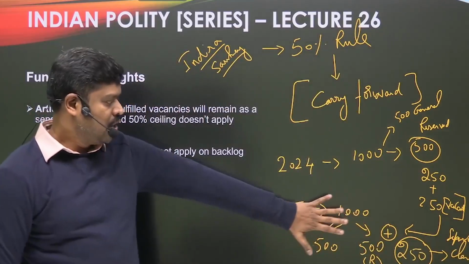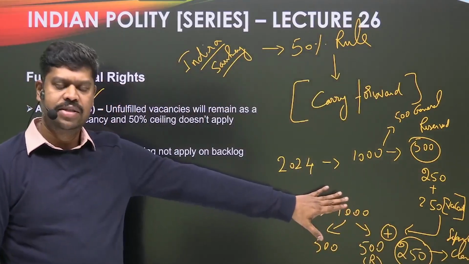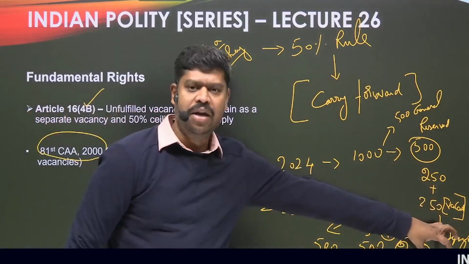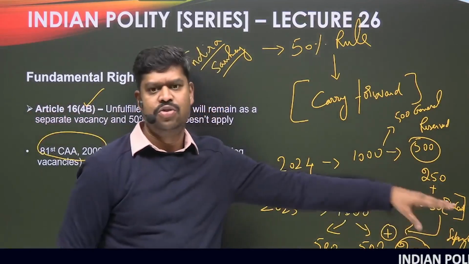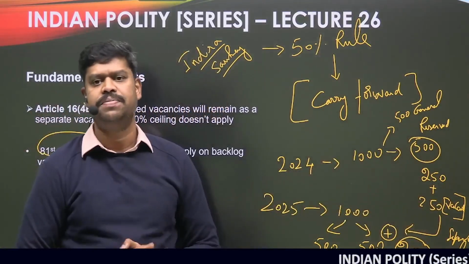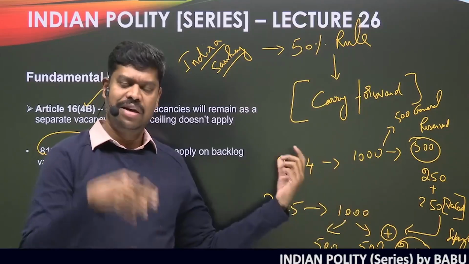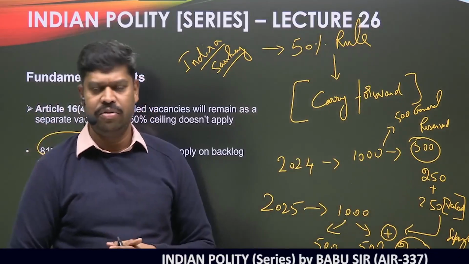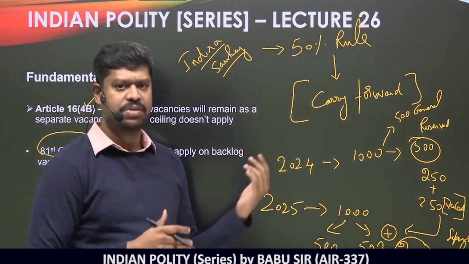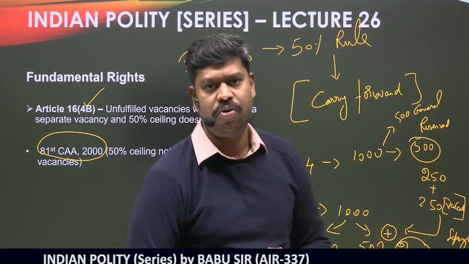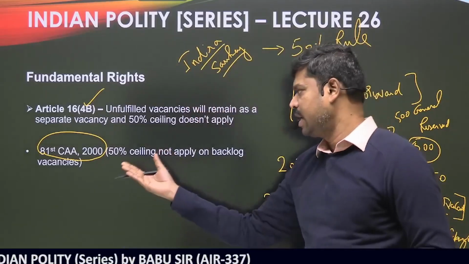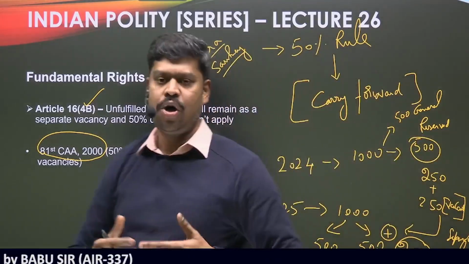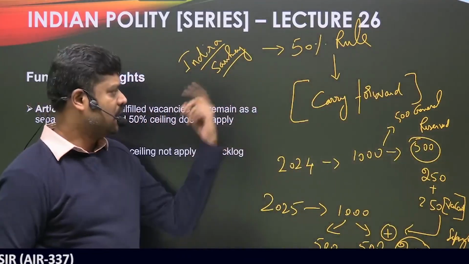So, in the year 2025, out of 1000 vacancies, 500 will go to the reserved and 500 to the general community, and there will be separate recruitment for these 250 seats. It will remain as a separate class of vacancy. It will not be merged with the vacancies of a given year, so that the benefit meant for the reserved community goes to the reserved community. That is the idea of this amendment brought in by the 81st Constitutional Amendment Act in 2000.